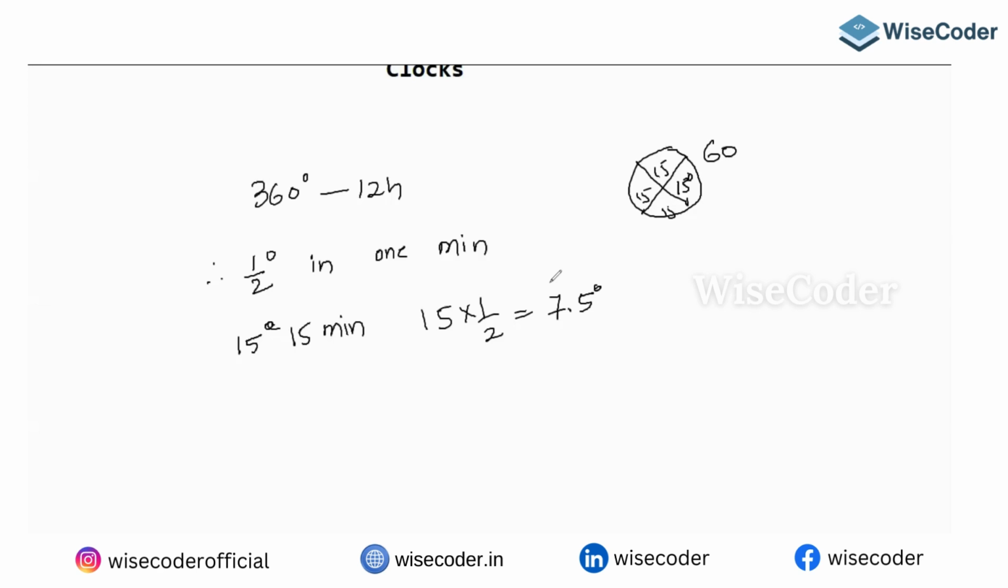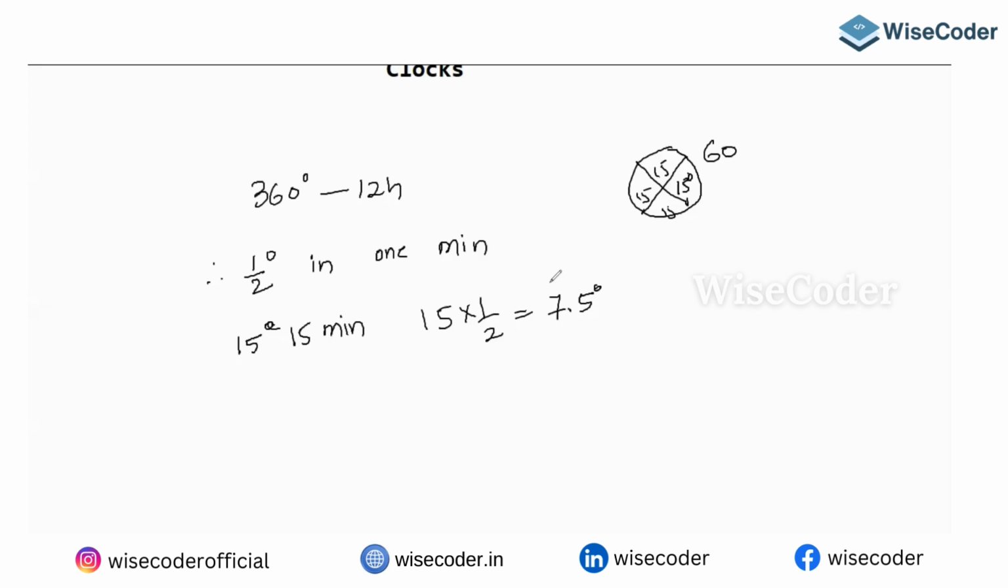In the same time in which the hour hand moves 6 degrees. 6 degrees. So please understand the question and try to solve it. If we look at the solution, the hour hand moves 6 degrees in 12 minutes.